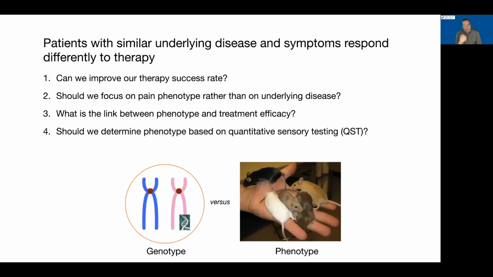Why is that? Well, it's difficult to determine the genotype of patients, and we know little about which genes determine our pain sensitivity and the development of disease. But maybe, and it's a big maybe, we can determine from the phenotype how patients appear, their symptomatology, whether there are similarities, and maybe these similarities may lead the way towards improved treatment.